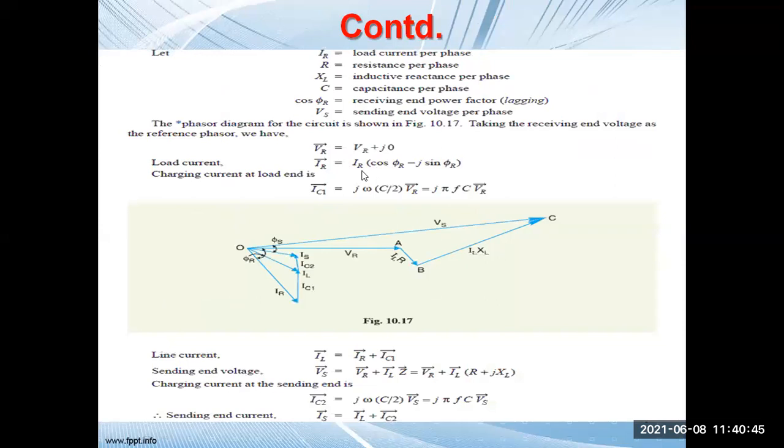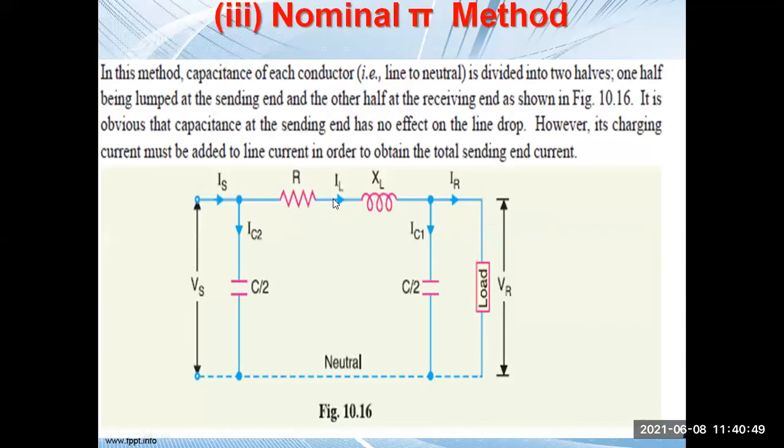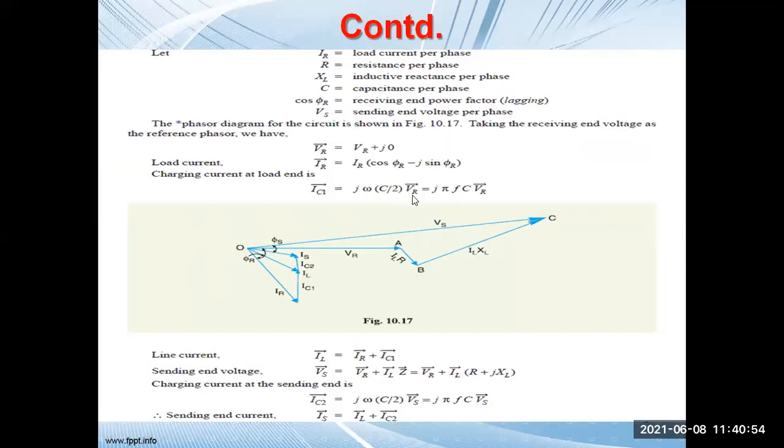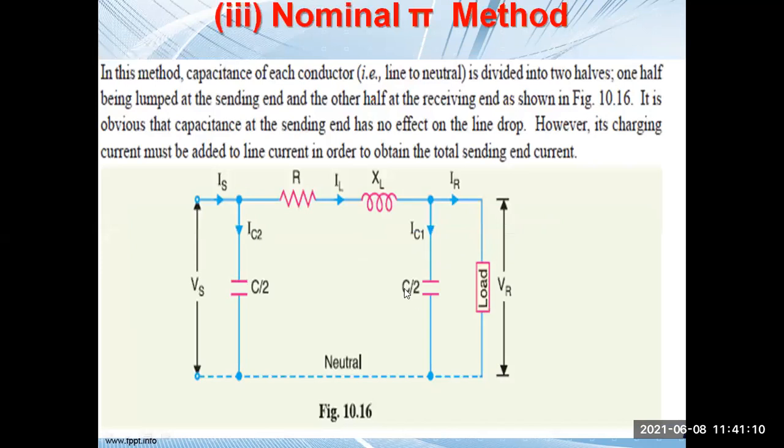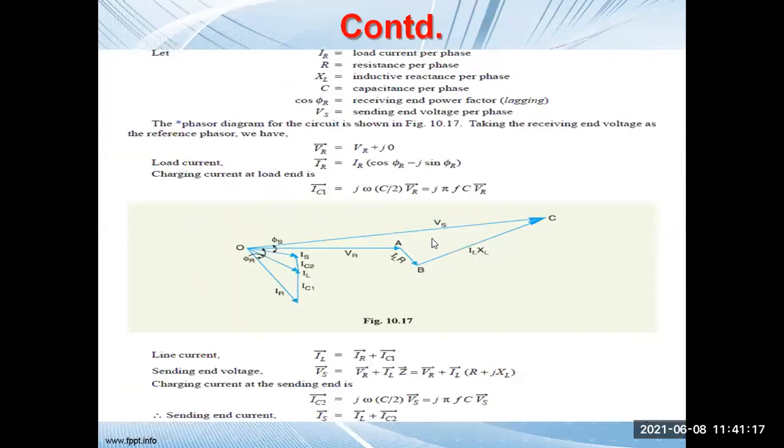Then IR equals IR into cos phi R minus J sin phi R, as it is a lagging power factor. IC1, the capacitive current, will be J omega C/2 into VR. Since omega equals 2 pi F, this becomes J pi F C VR. Now the load current IL equals IR plus IC1.